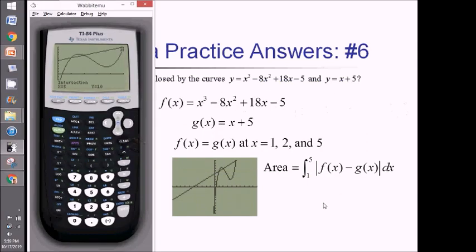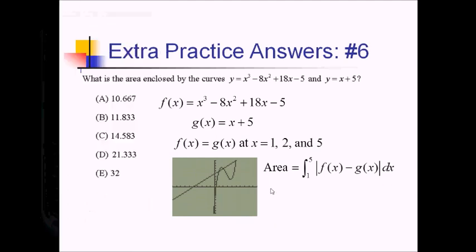So let me quit out of this graph because I don't need it anymore. And let's see here. I've got Math 9, integral from 1 to 5. And in here, I'm going to do absolute values. So let me do alpha window. That'll let me pull my absolute value out of there. And then alpha trace y1 minus alpha trace y2 dx. Press enter and let the calculator do its thing. 11.833. All right, I'll take your word for it. That's going to be choice B.